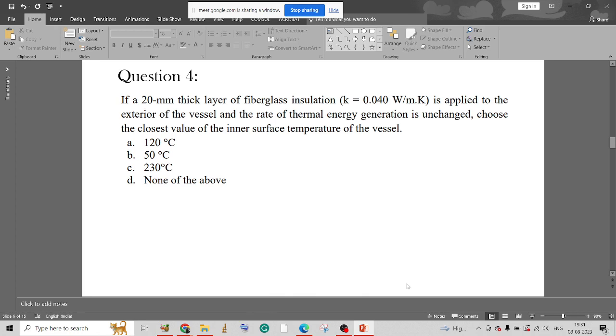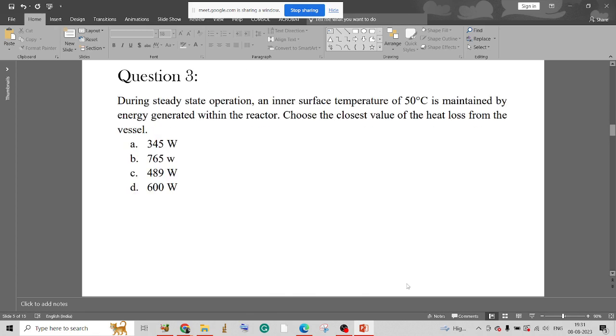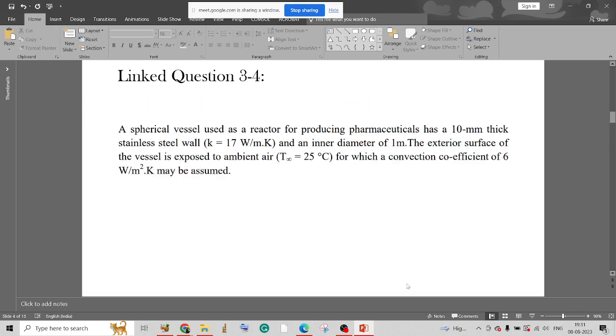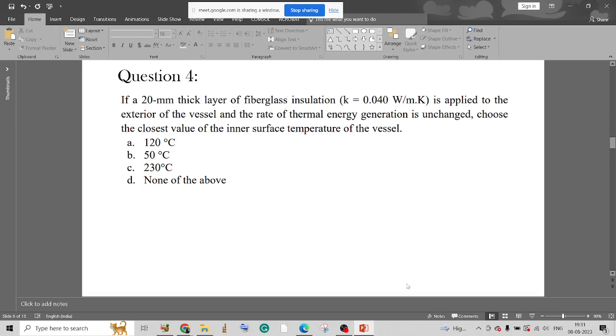So I'll suggest you first draw the diagram. What do these two linked questions say? You write every temperature, and then you have to find out the inner surface temperature of the vessel. That is, if the inner surface temperature is TS1, then we have to find that, that is the inner surface.